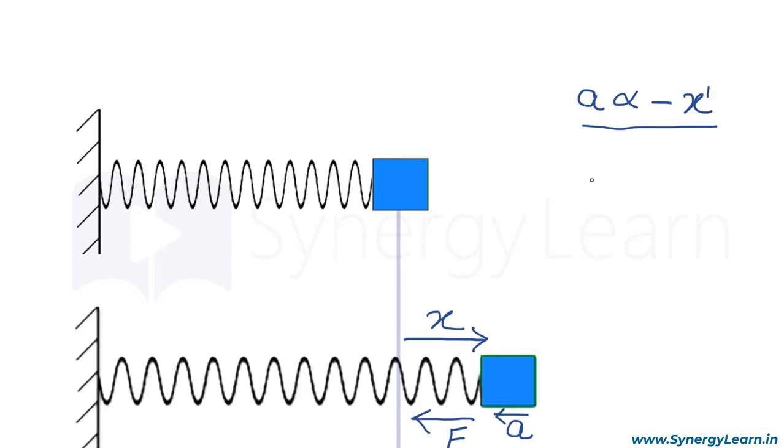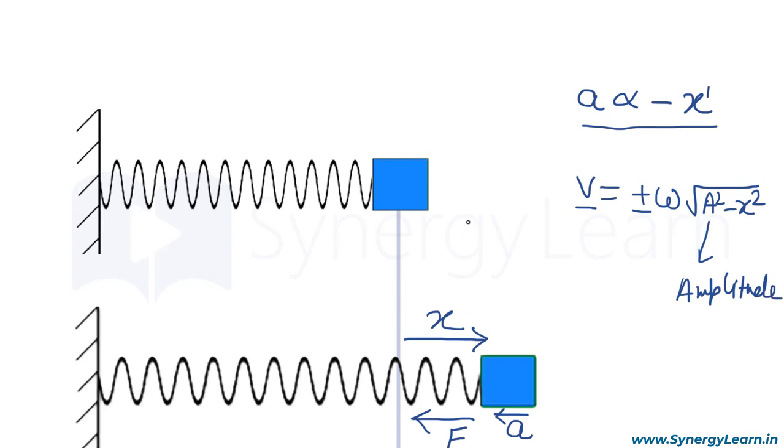When this acceleration is integrated to obtain velocity, we obtain the expression v equals plus or minus omega under root A square minus x square, where v stands for particle velocity, that is, the block velocity. A is amplitude. Amplitude of SHM is the maximum displacement from mean position. On either side, the block moves by an equal amount in SHM. That maximum displacement is called amplitude.